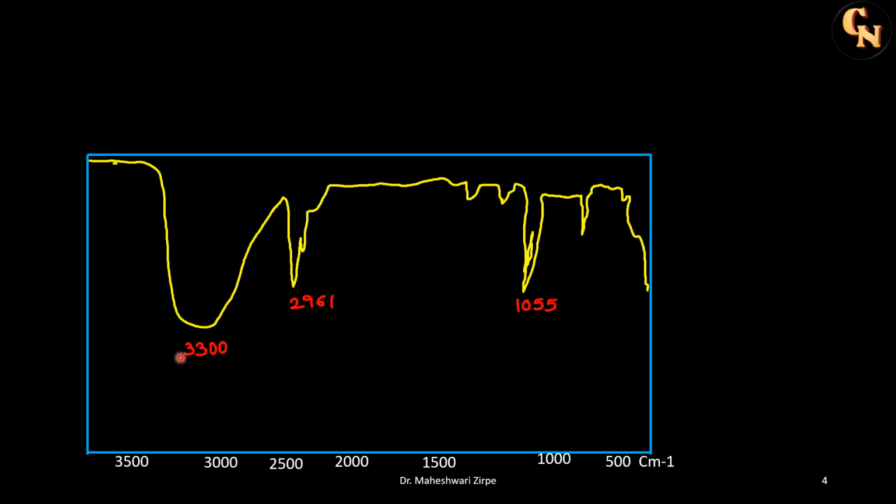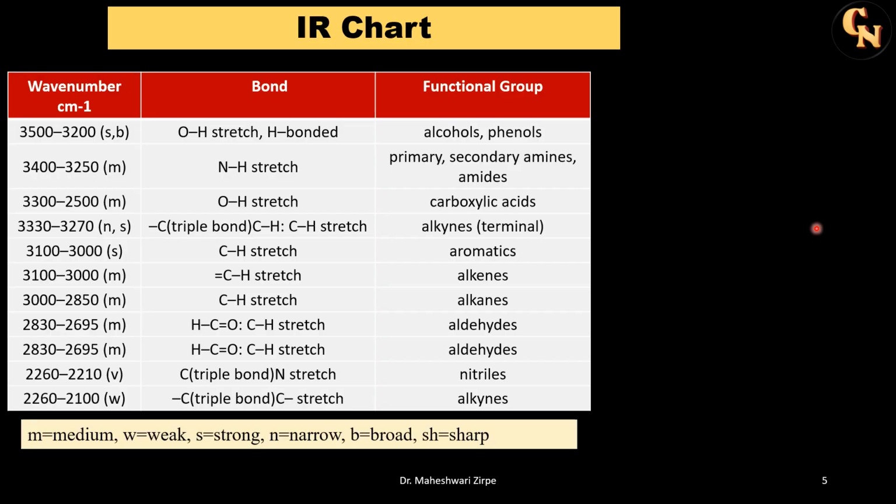Now this is another IR spectrum where you can see three readings: 1300 centimeter inverse, 2961 centimeter inverse, 1055 centimeter inverse. Now you may wonder how to recognize which molecule these peaks belong to. So let us begin. This is the IR chart. Now you have to go through this chart and I'll explain how these IR chart values represent the bonds.